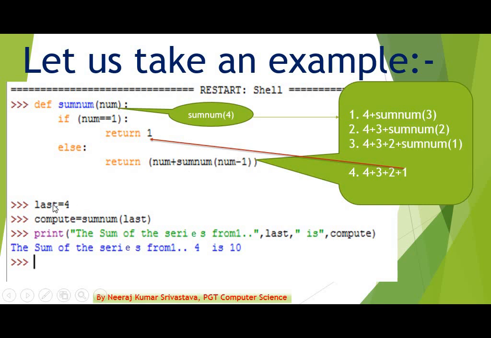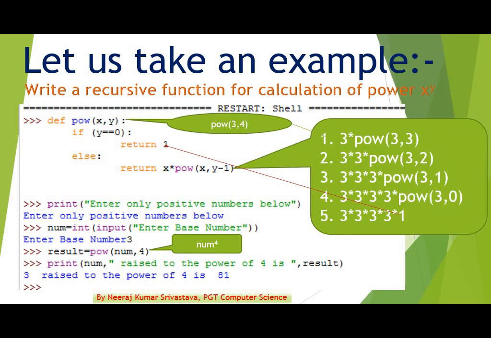It works like that. If you pass number 4 to this function, then in this situation 4 plus sum number 3, then this is a recursion. Sum 3 will happen: 4 plus 3 plus sum number 2, this is again recursion. 4 plus 3 plus 2 plus sum number 1, and sum number 1 returns 1. Now 4 plus 3 plus 2 plus 1, that is 10, hence the result will be 10, and recursion stops.